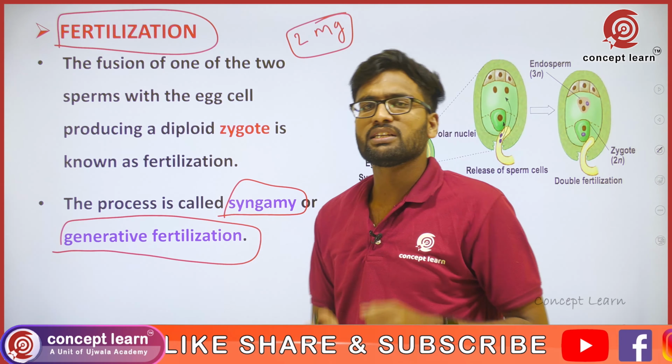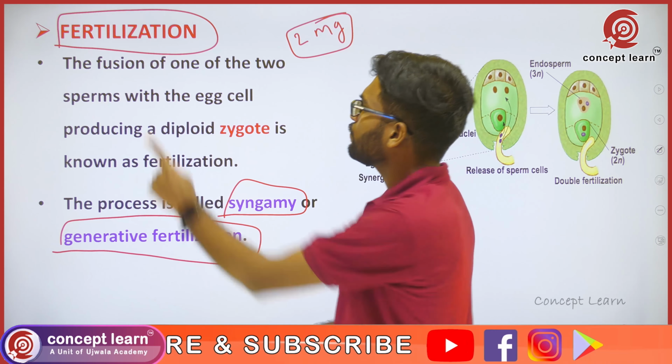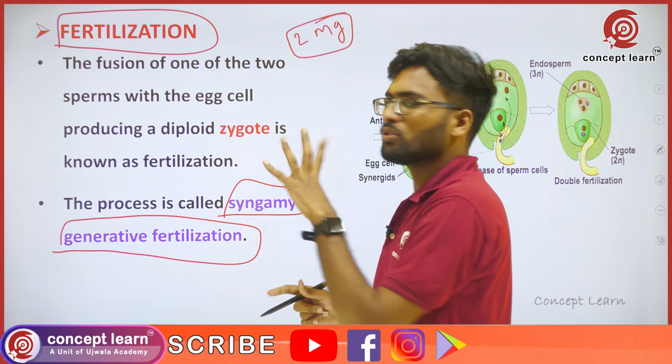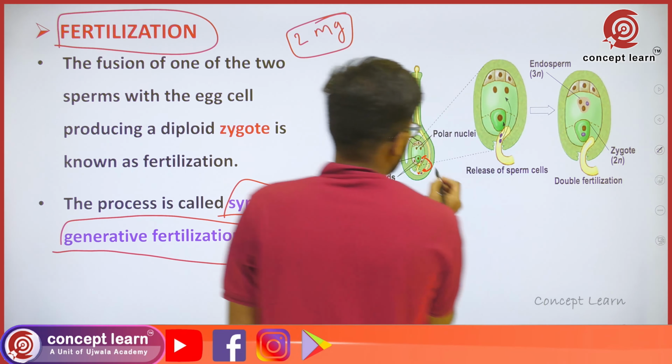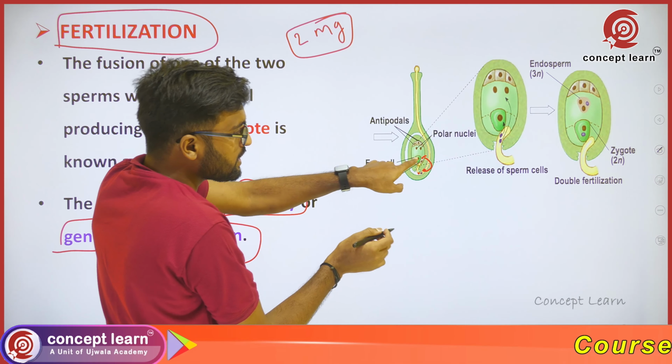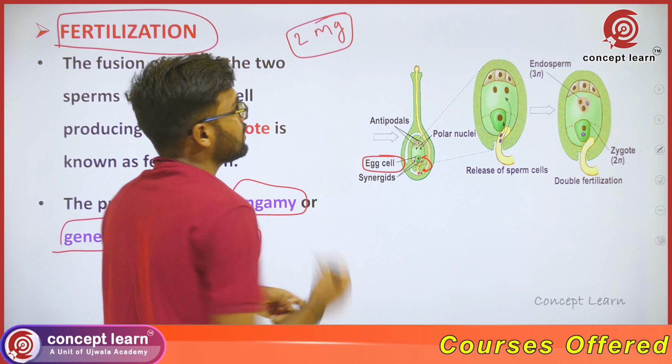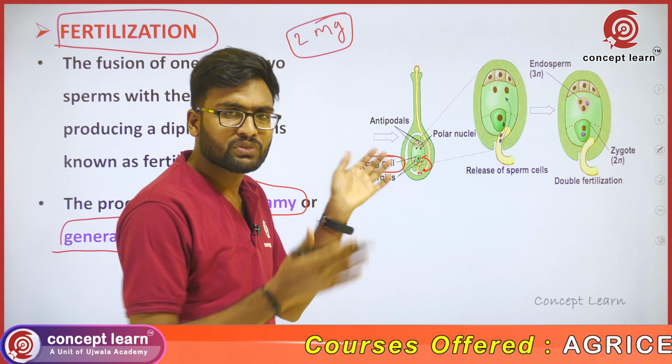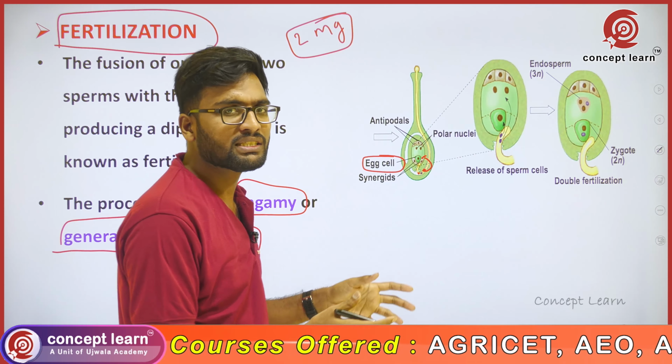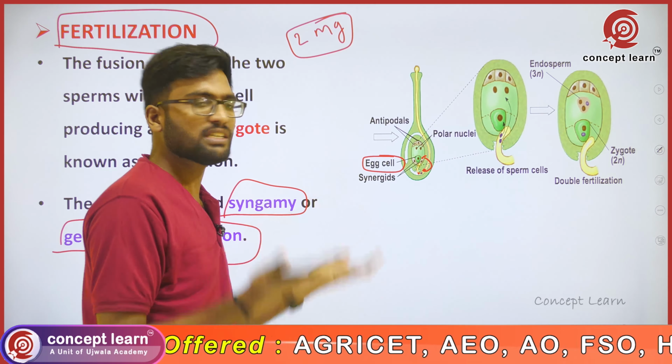So what is meant by syngamy or generative fertilization? Fusion of one of the two male gametes with the egg cell, and production of the zygote. That process is known as generative fertilization or syngamy.